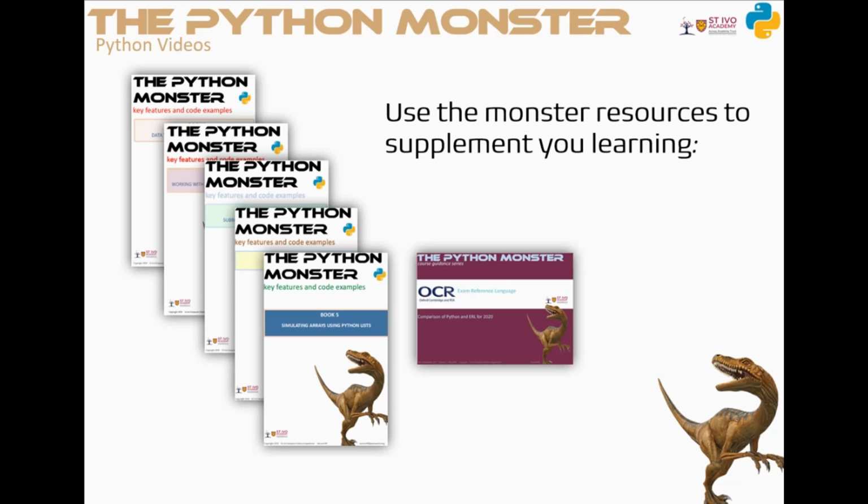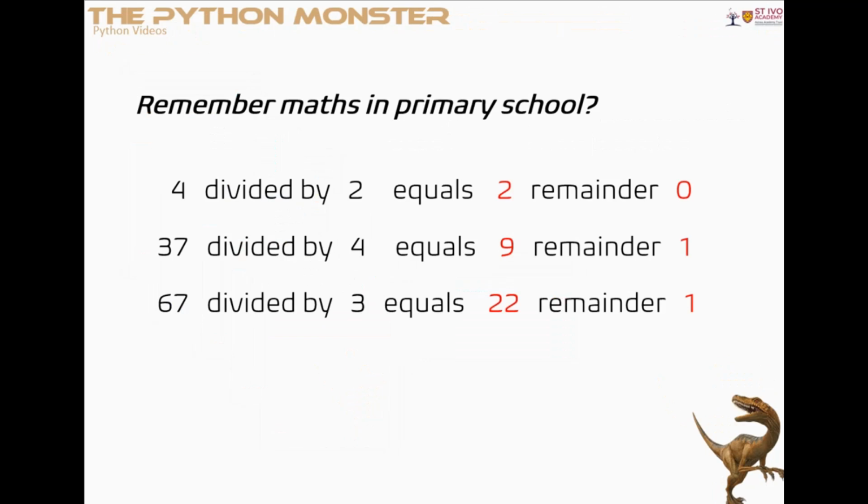Okay, so what exactly are div and mod? So let's go back to primary school, believe it or not. Can you remember the days when division was expressed in this wonderfully simple way? So for example, 4 divided by 2 equals 2, remainder 0. 37 divided by 4 equals 9, remainder 1. And if you were really ambitious in those days, you may have tried something like 67 divided by 3 equals 22, remainder 1.